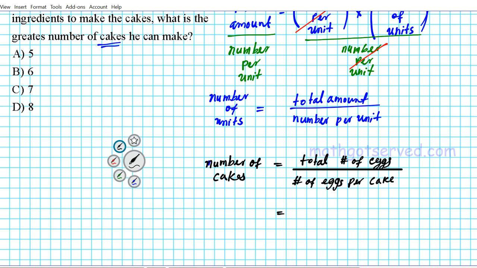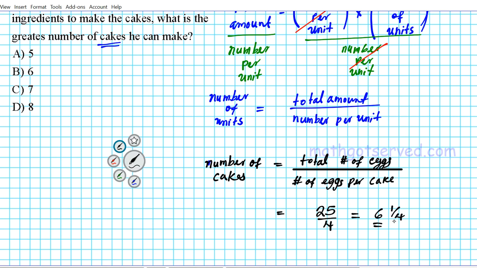Total number of eggs is, what was it? 25. And then we divide that by the number of eggs per cake, which is 4. Okay, so what is 25 divided by 4? 25 divided by 4 is 6 1/4. So what does that tell us? We can make 6 whole cakes.